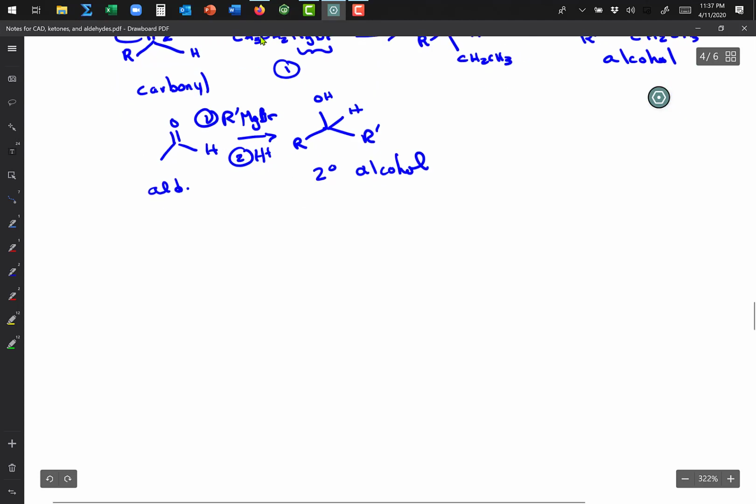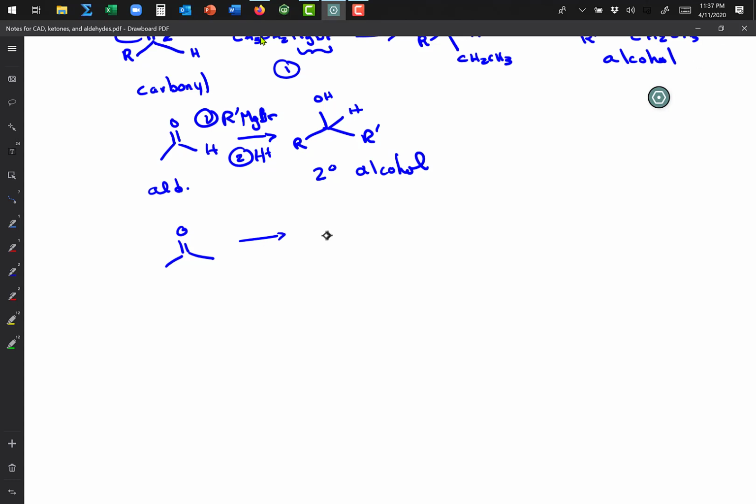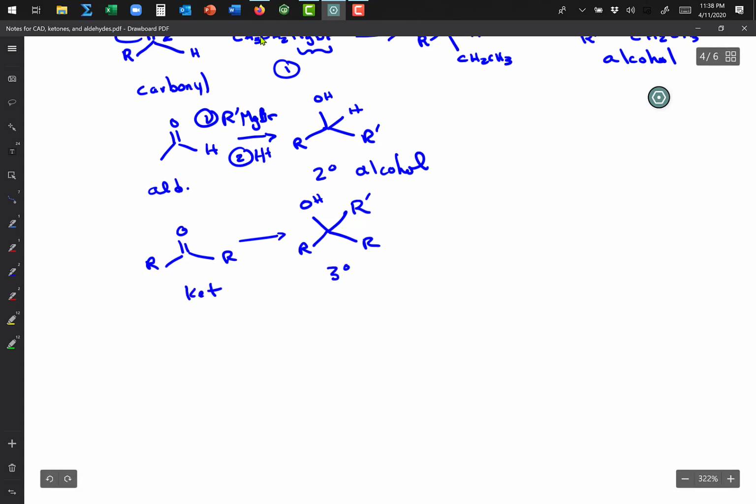And then if I have a ketone, same set of conditions, I'll get a tertiary alcohol, because I'll have an R here and an R here. So those don't change, and I'm just doing an addition. So I'll have an OH and I'll have an R prime that I've added. So this becomes a tertiary alcohol. So ketones give a tertiary alcohol. Okay, so that's a straight up addition reaction with a Grignard reagent.